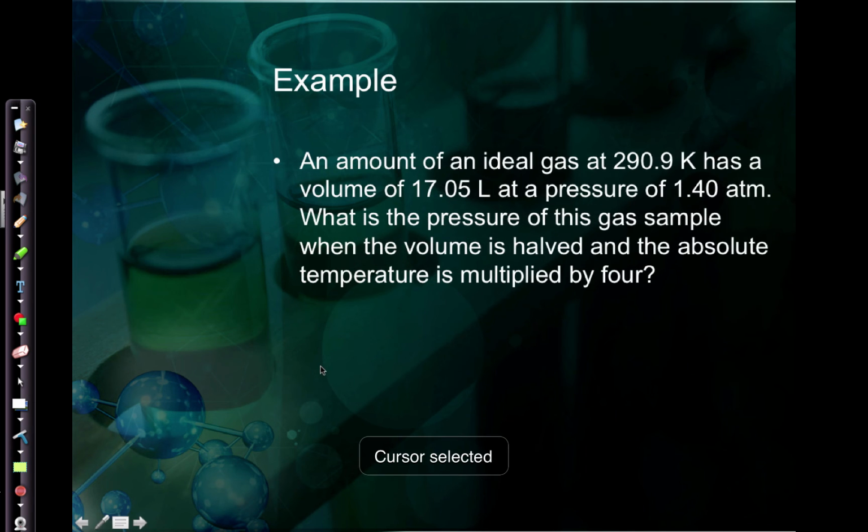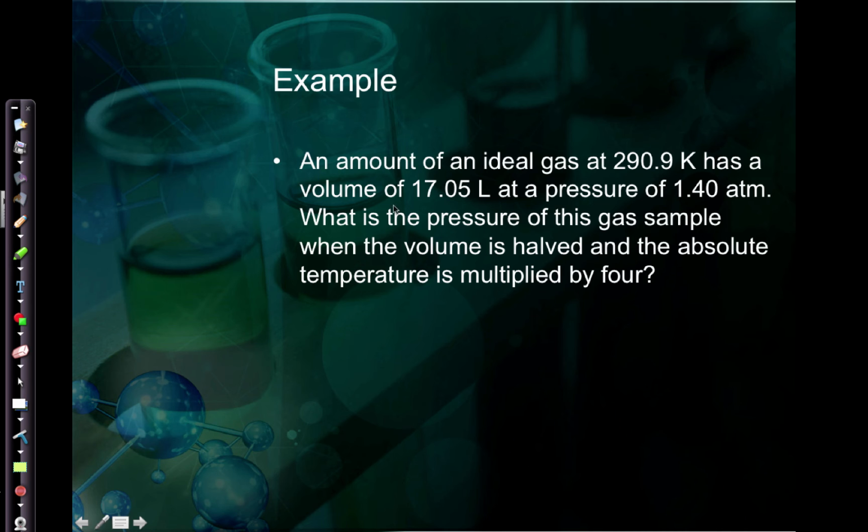All right, let's look at another type of problem. An amount of an ideal gas at 290.9 Kelvin has a volume of 17.05 liters at a pressure of 1.4 atms. What is the pressure of this gas when the volume is halved and the absolute temperature is multiplied by 4?